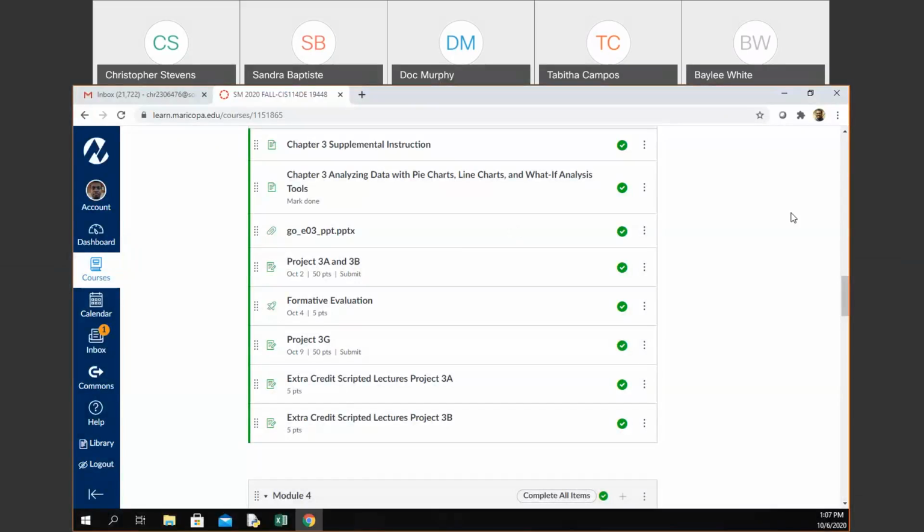So again, were there any issues with 3G? Any questions with 3G? Some of you will probably get started on that this week. Okay, in that case, if you have anything, remember it's due on Friday.